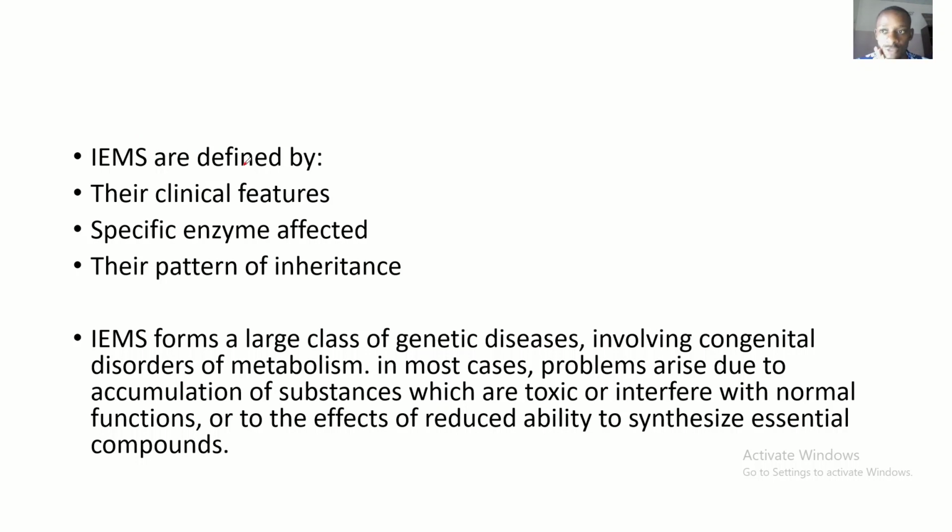Inborn errors of metabolism diseases are defined by their clinical features, how they present, and also the enzymes affected. If it is glycogen, if there is a formation of glucose, what is the enzyme that is actually affected that is leading to this? And also their pattern of inheritance. Are they inherited recessively or dominantly?